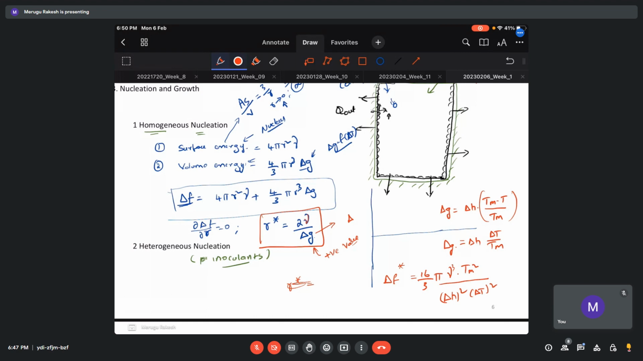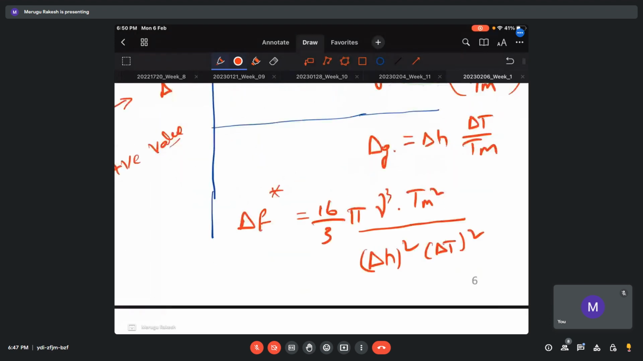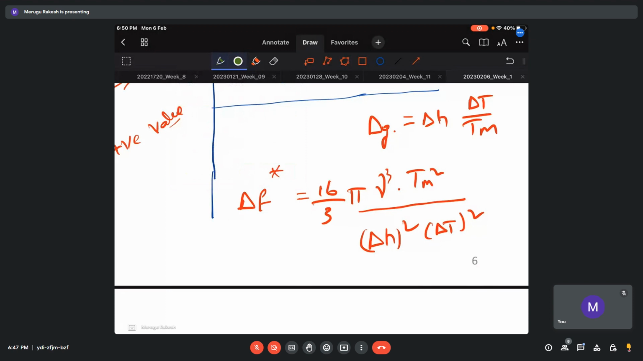So now see, just forget about every derivation that I've just discussed. Just concentrate on this final formula. You see there is a delta H term in the denominator, and delta T in the denominator again. So what happens if my delta T term is 0? Anyone? The result will be infinity. Yes. So that barrier that I'm talking about will be at infinity, so it will never form.